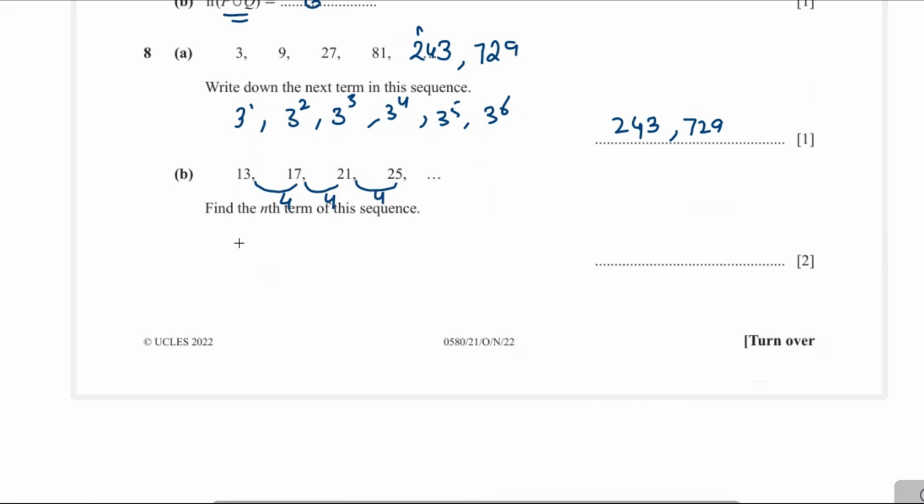Now, in a linear sequence, the nth term is equal to an plus b. And this is the term rule value, 4, and this value is considered as a. That is 4n plus b. Now, b can be found by the difference of 13 minus 4. The difference between 13 and 4 gives b, and that value is equal to 9. You can write it as 4n plus 9. Here, the nth term is 4n plus 9. This is the answer.